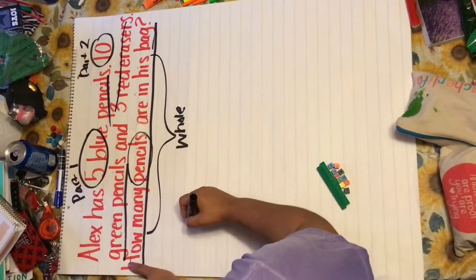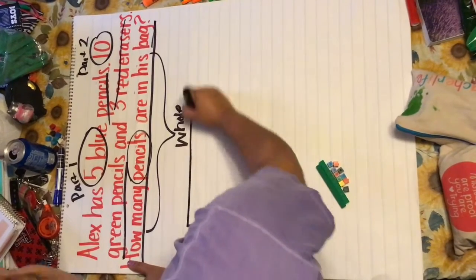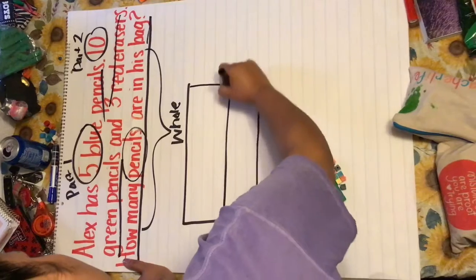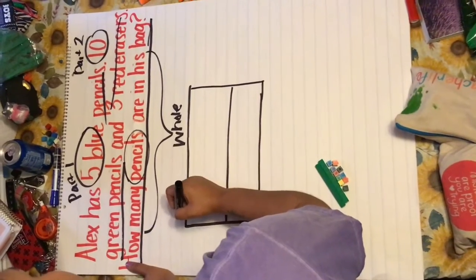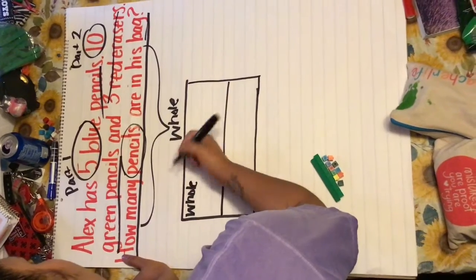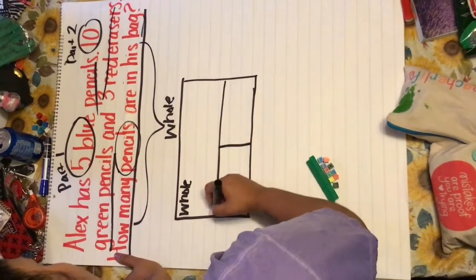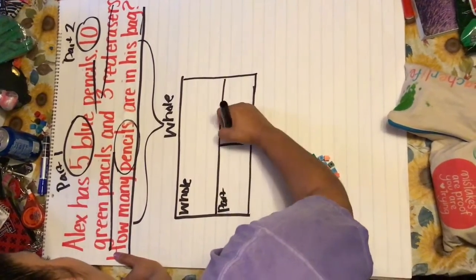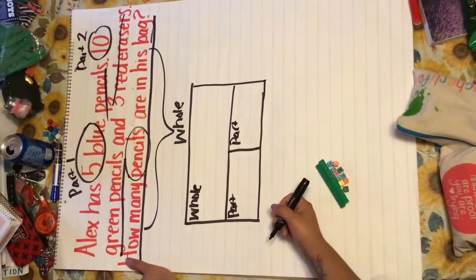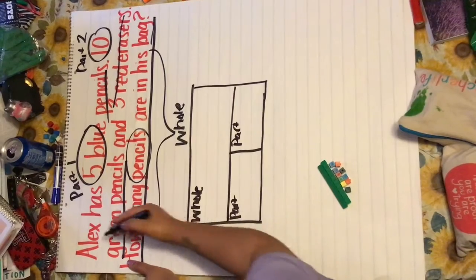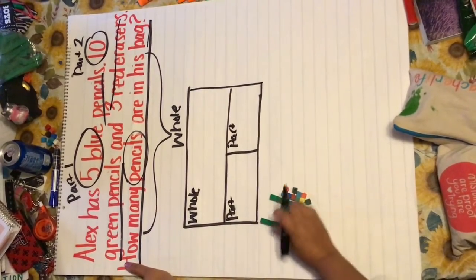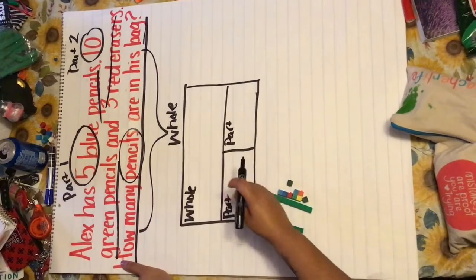So what I like to do is, even though I'm using base 10 blocks, I will draw my grid. Okay. I have my whole, and here I will have my part. So these 2 parts give me my whole. So I know that Alex has 5 blue pencils. So here we have a tens rod. We also have units, which are ones.